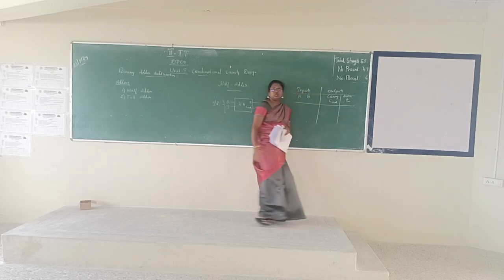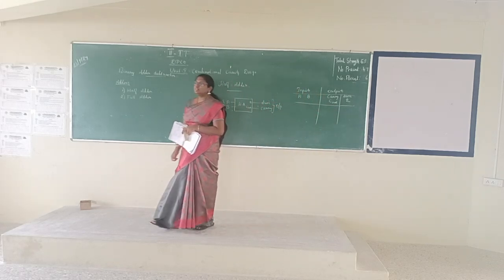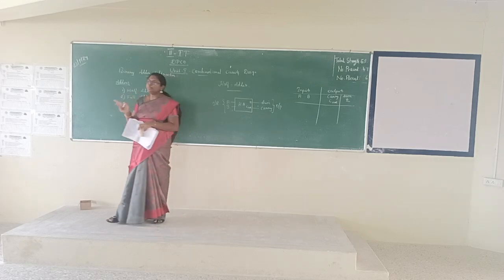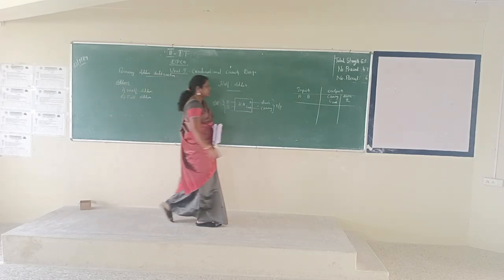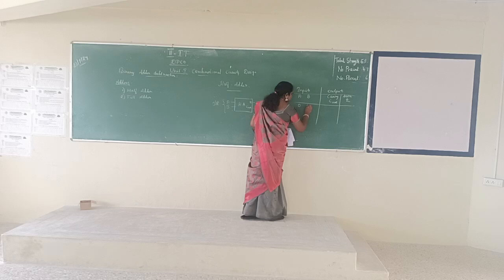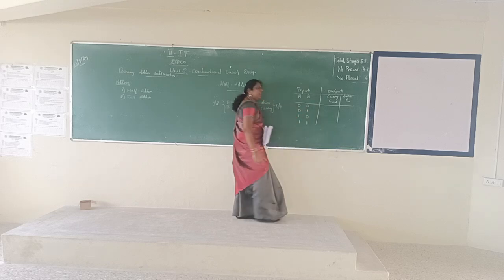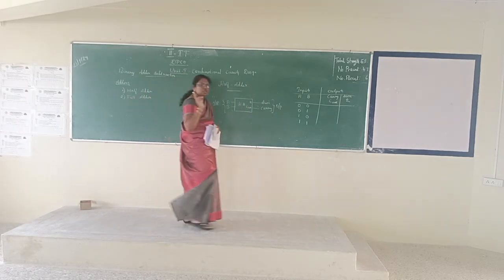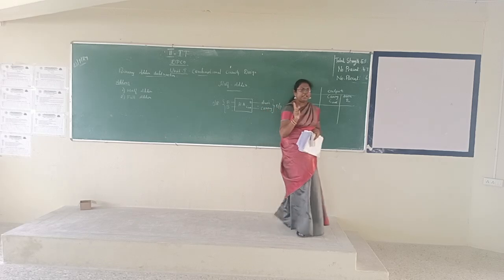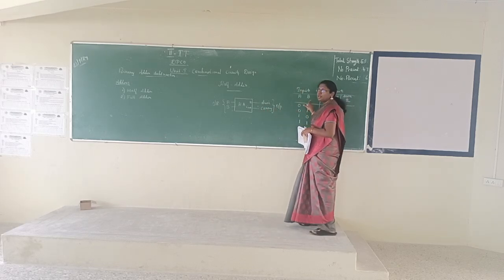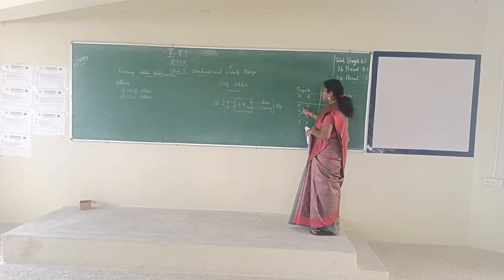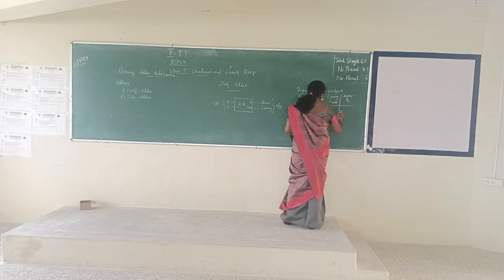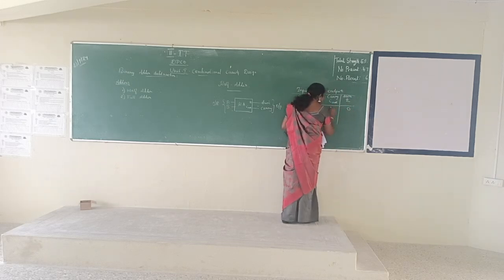Right? Then the two binary inputs: 0, 0, 1, right? So what is a half adder? It performs the addition operation. So you are going to add the two binary inputs, that is A and B, right? So what is 0 plus 0? 0. So sum will be 0. Carry will also be 0.